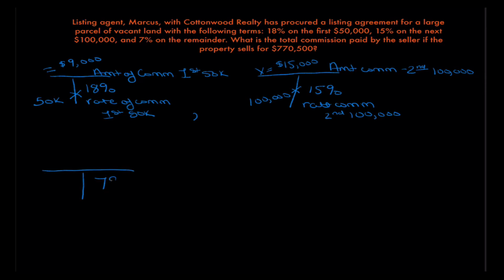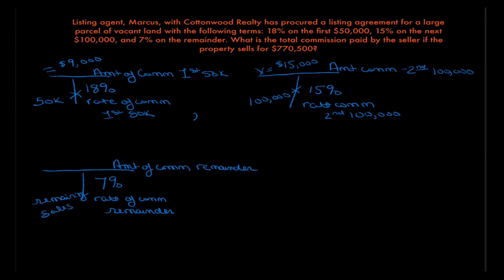And the next rate we have is 7%. And this is our rate of commission on our remainder. This is the remaining sales price. And up here is going to be amount of commission on the remainder. And that's going to be based off of whatever the remaining sales price is.